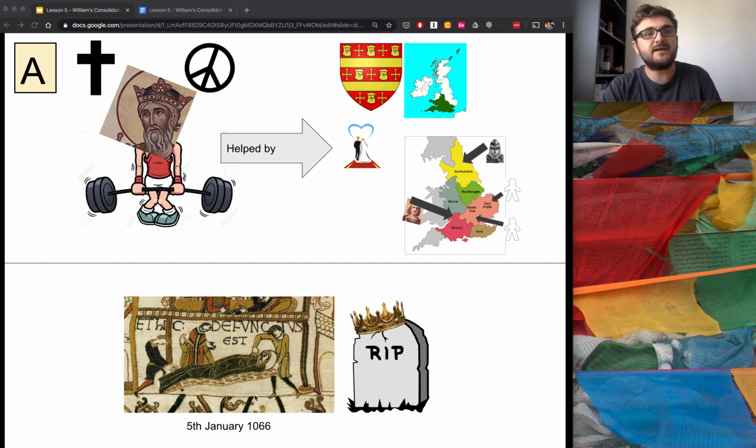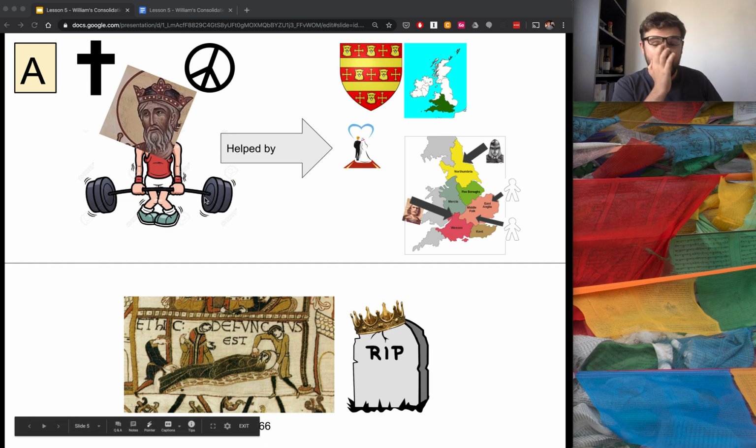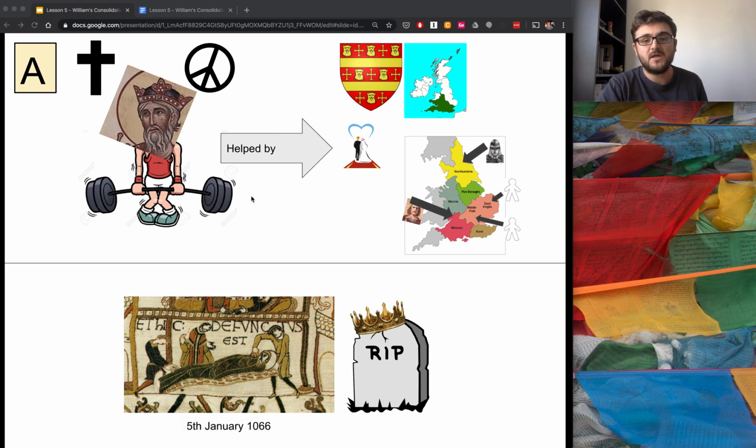Now A is an image of King Edward the Confessor. Now, King Edward the Confessor was a very pious and religious man. That's where his name comes from. He was a very strong Christian. And because of his pious nature and his strong belief in Christianity, he was also quite a peaceful king. He was not one of these kings who was a strong military leader.